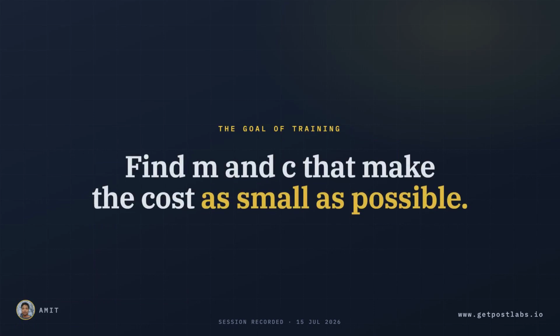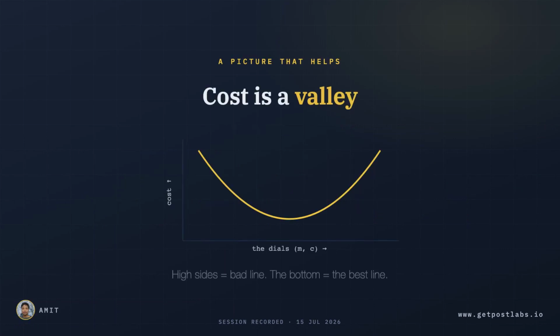So the goal of training in one line: find the dials M and C that make this cost as small as it can go. Here's a picture that helps. Imagine the cost as a valley. High up the sides means a bad line, lots of error. Down at the bottom means the best line, least error. We want the very bottom of that valley.